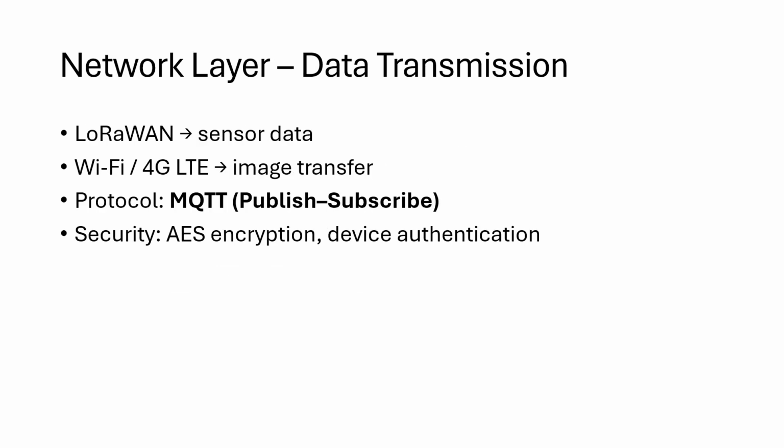The next one is the network layer, which is used for data transmission. Here, different data types require different protocols. MQTT ensures lightweight and secure communication while encryption protects farm data. So security is critical in the IoT system.